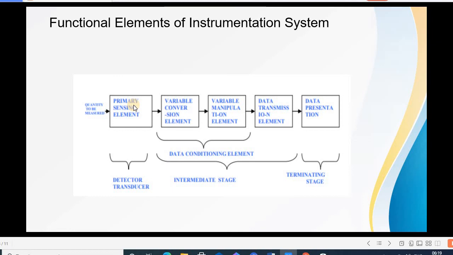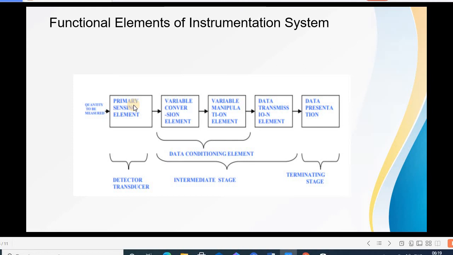Then the variable conversion element. The output of a primary sensing element may be an electrical signal, such as voltage, current, frequency, or some other electrical parameter. The variable conversion element will convert this sensed or transduced quantity into some suitable format.